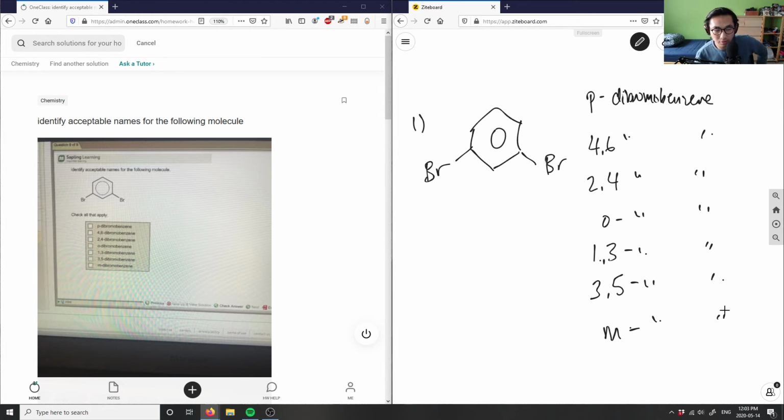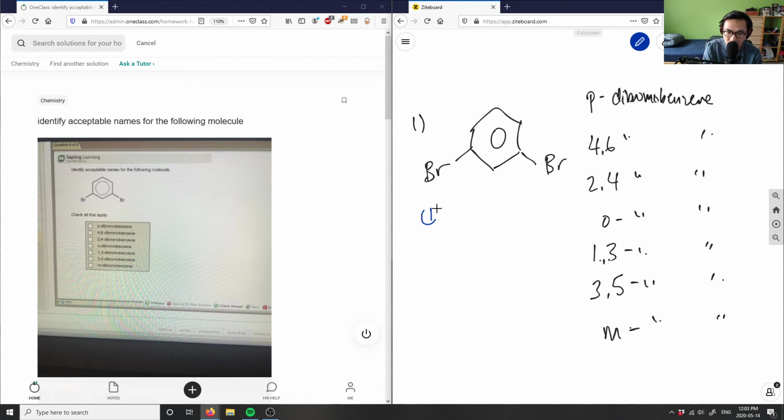So, we want to identify the acceptable names for this molecule. Let me do this in blue. How do we name this structure? Obviously it's dibromobenzene, like all of these guys here. But how do I utilize these naming structures? What is up with these numbers here? In order to figure this out, I'm going to have to start labeling the carbons. If I want to label the carbons, I can either choose the numbering system or the ortho-para-meta system. So there are two systems of naming here.